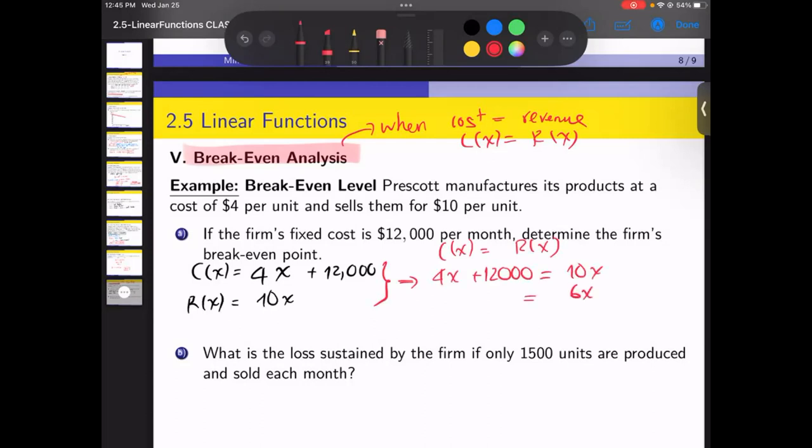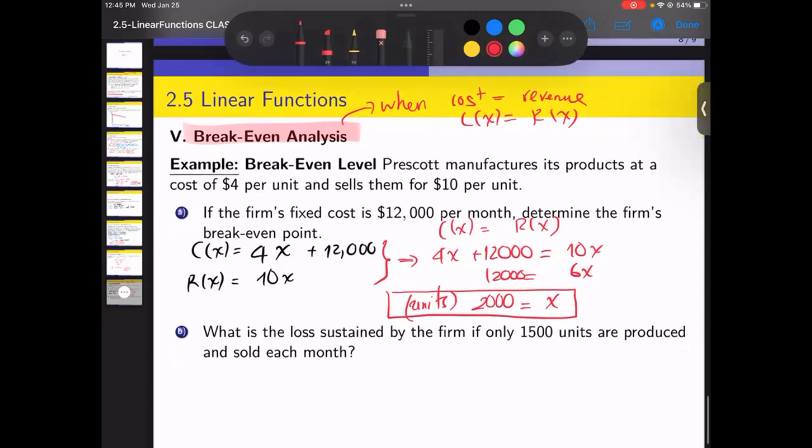6x equals 12,000, divide both sides by 6. x is 2,000. What is the unit? Well, units, right? Could be x units, so 2,000 units. We didn't say anything else, just say units. So if the company produced 2,000 units, that would be the break-even point. If they produce more, they probably make profit. If they produce less, they probably are going to lose money.